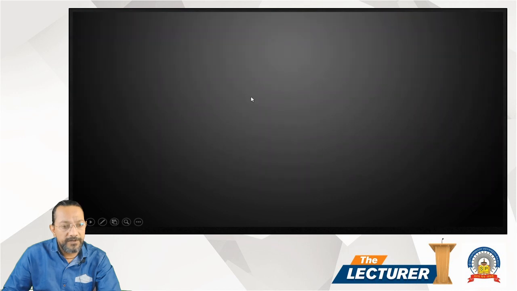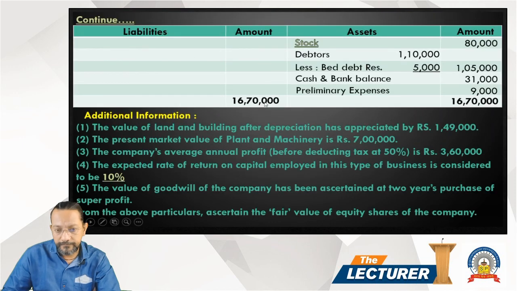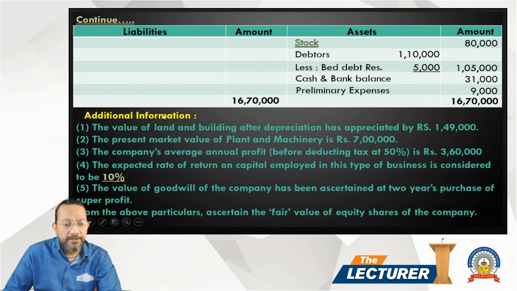Continue in the balance sheet: stock, debtors less bad debt reserve, cash and bank, preliminary expenses and total. Additional information: the value of land and building after depreciation has been appreciated by 1,49,000. So the building has an appreciation, meaning its value has increased. When we find net asset, we have to add 1,49,000 to the building's value.